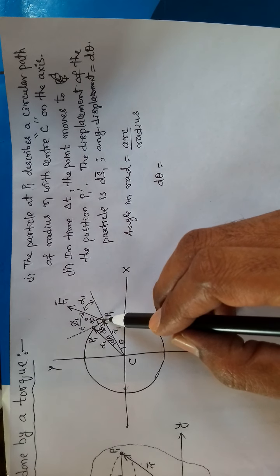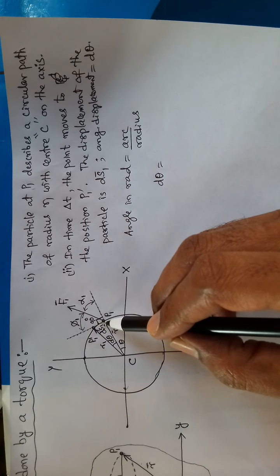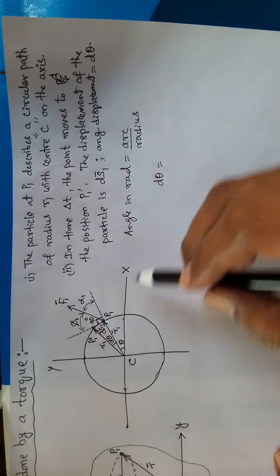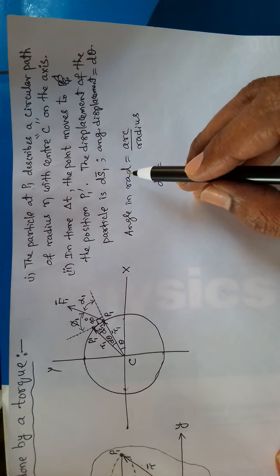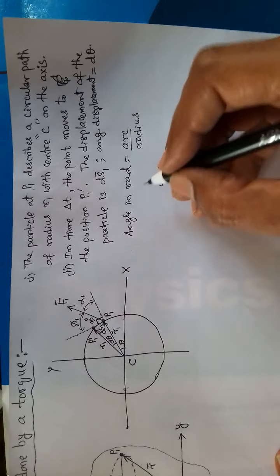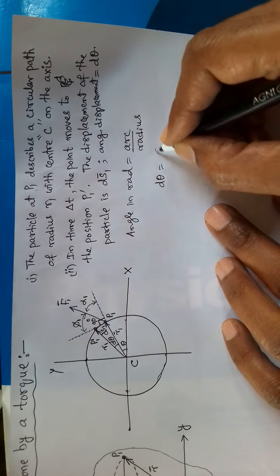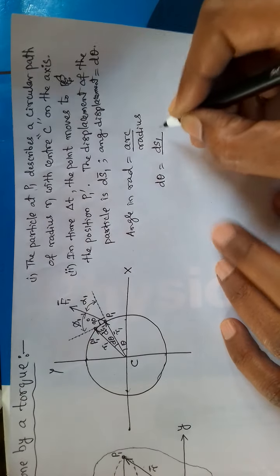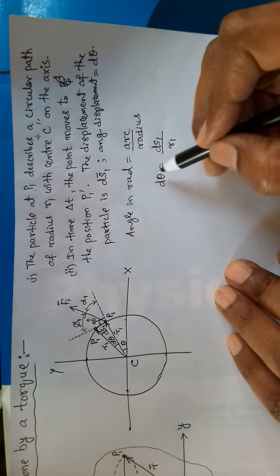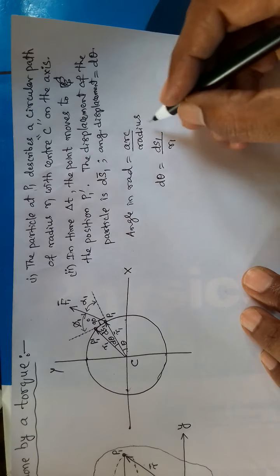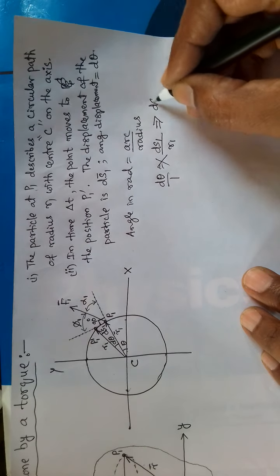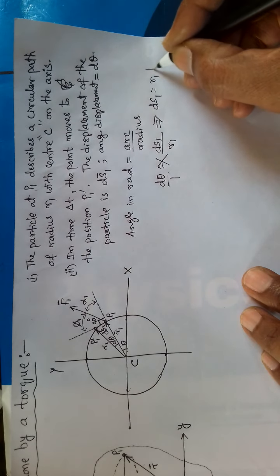See here, the linear displacement is ds1 and the angular displacement is d theta. And angle in radians is arc by radius. Here for this sector the arc is ds1 and radius is r1 and angle in radians is d theta. So from this we get by cross multiplication ds1 is equal to r1 d theta.